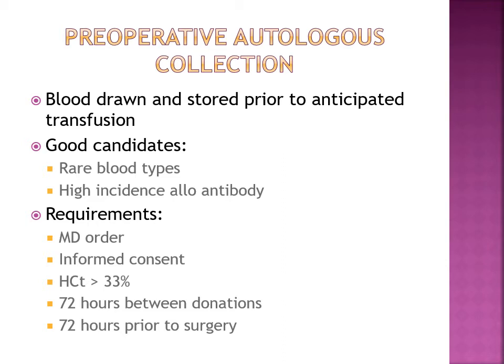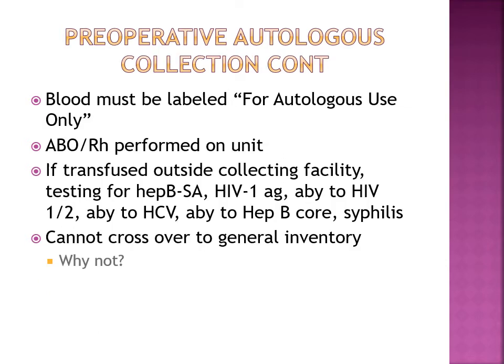So again, there are the doctor's orders and the informed consent, just like a regular donation. They want the hematocrit to be greater than 33%. Sometimes doctors will go back and forth on this one. They want a minimum of 72 hours between donations and 72 hours prior to surgery. Again, it's labeled a little differently. It must say for autologous use only. The other blood is labeled allogeneic donations.